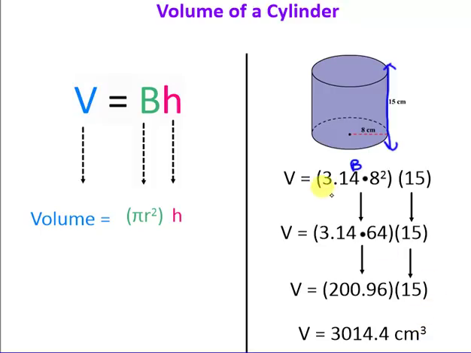Now again, it's cubed because the 3.14 is not a unit, but we have 8 to the second power, which is centimeters and centimeters. And then we have 15, which is also centimeters. So centimeters times centimeters times centimeters is going to be centimeters to the third power.